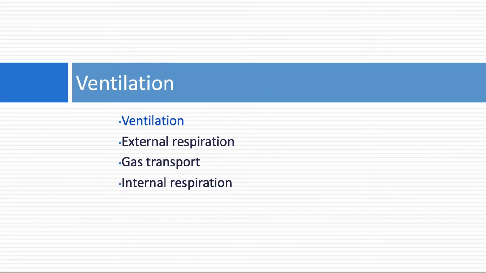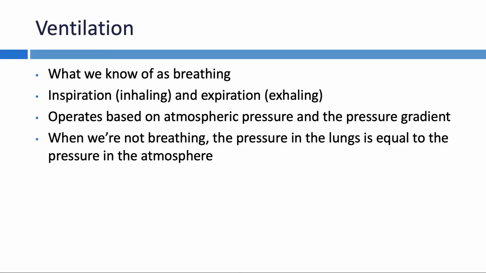So the first step of respiration is ventilation. Ventilation is what we know of as breathing. We have inspiration and expiration, also called inhaling and exhaling. Ventilation is going to operate based on the atmospheric pressure inside the lungs compared to the atmosphere and the pressure gradient that's caused there. So again, air is going to want to go from an area of high pressure to an area of low pressure.